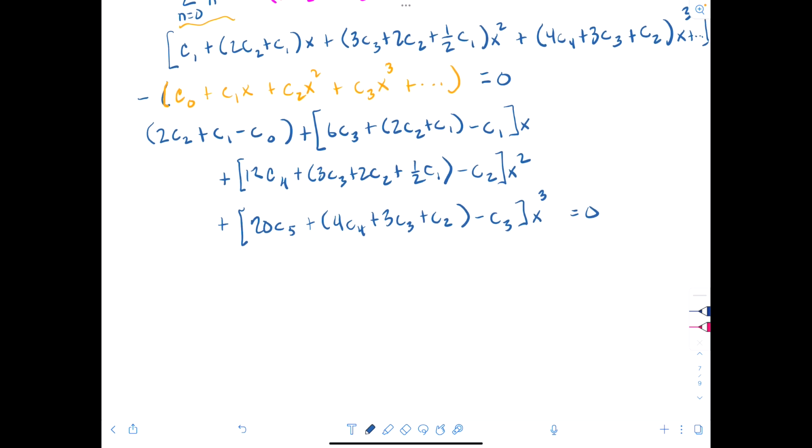And putting them together, we will have the constants stay the same: 2C2 plus C1 minus C0. And then the C1 zeroes out on those coefficients to the x term. So we'll get 6C3 plus 2C2 times x to the 1. And then we can combine the C2s.